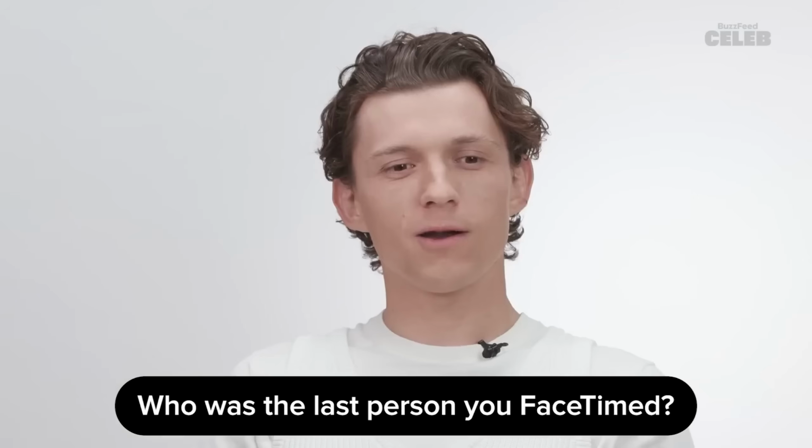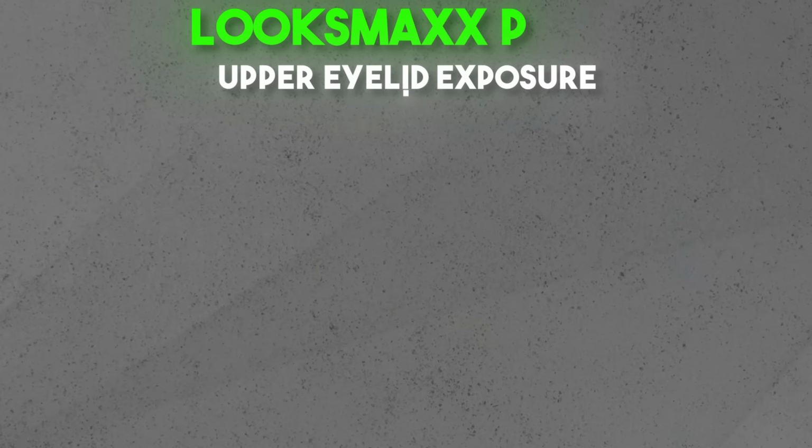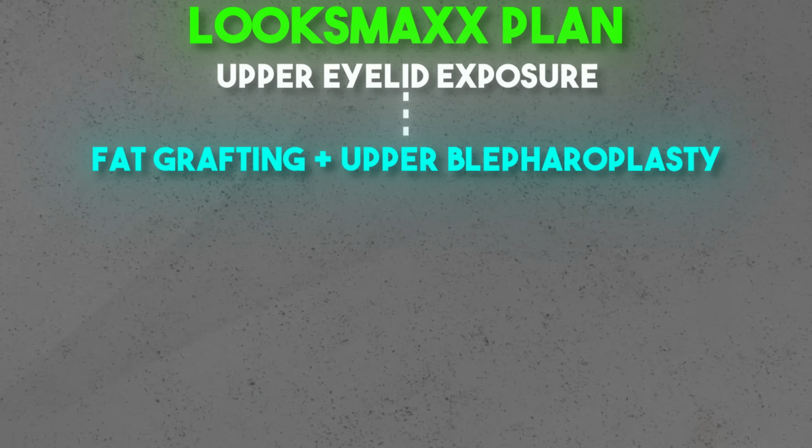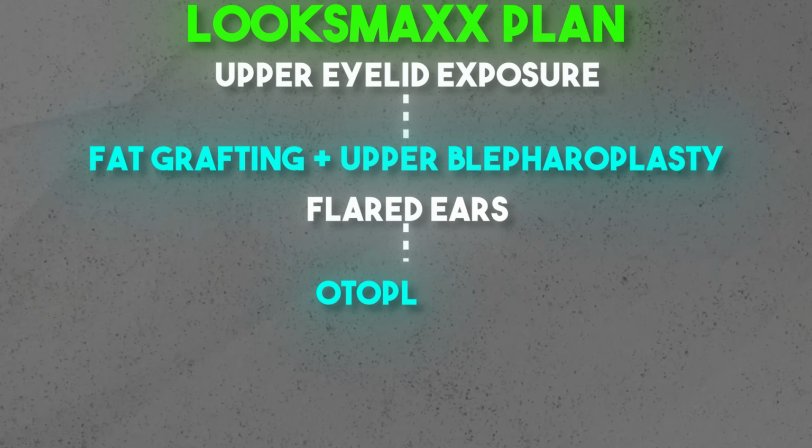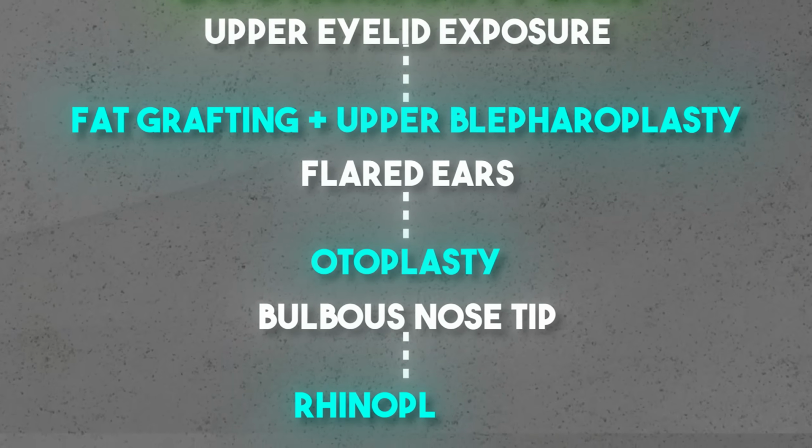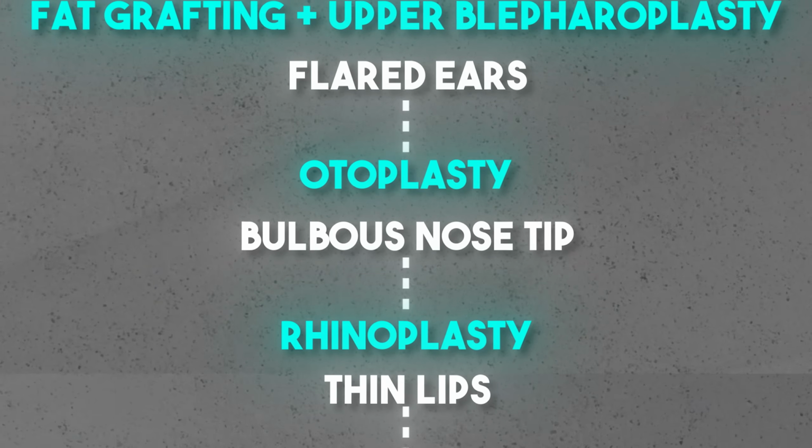What could Tom Holland do to improve his appearance? So let's define his flaws and what he can do to address them. For upper eyelid exposure, he can do fat grafting and upper blepharoplasty. For his flared ears, he can do otoplasty. For his bulbous nose tip, he can do a rhinoplasty. For thin lips, he can do lip filler.